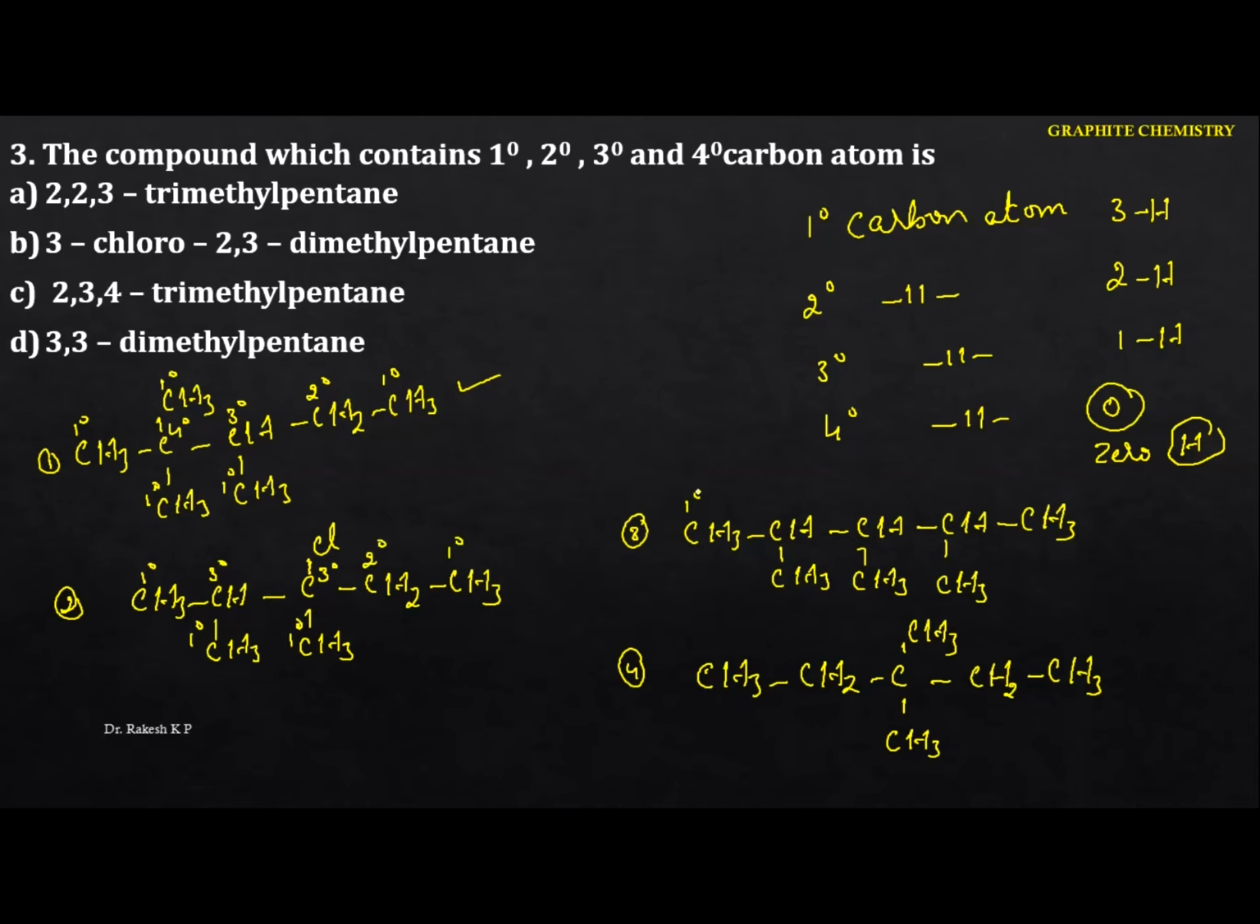So here we have primary, tertiary, primary, tertiary, tertiary, primary. So primary, primary. We can't identify the secondary as well as the quaternary. This is primary, secondary, and this is quaternary. So this is the primary carbon atom, primary, secondary, and this one is primary. But here we can't identify all the types of carbon atom. Hence in this case the option is A. Using this concept, we can easily identify the types of carbon atom. Okay, next one.